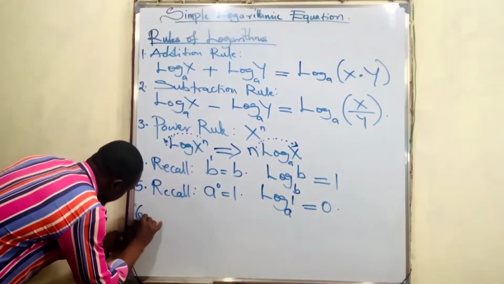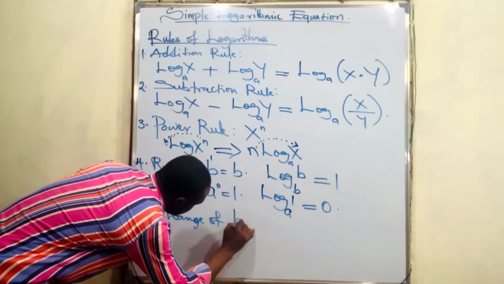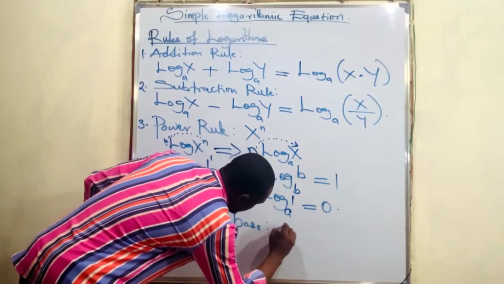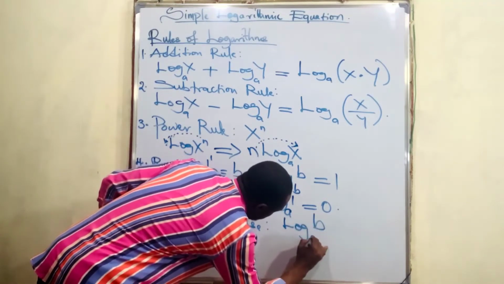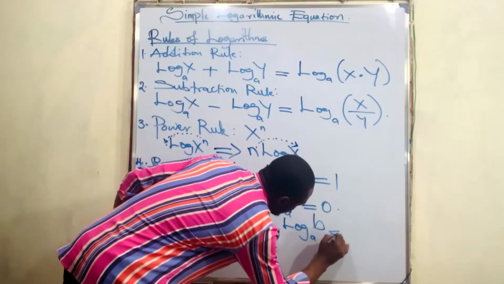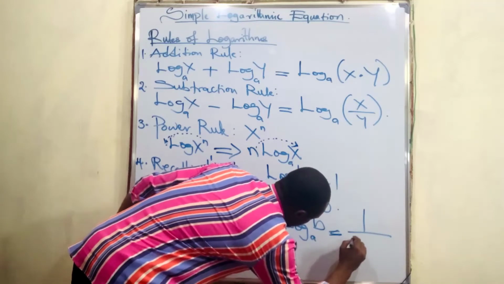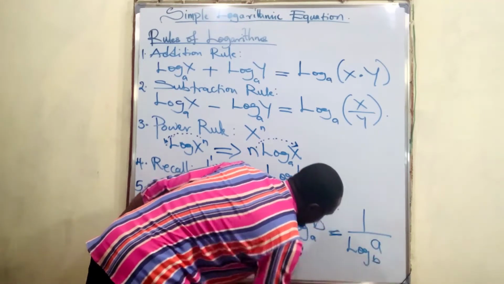So finally, the sixth rule, which is change of base. If we have a log b base a and we want to change the base, all we need to do is something like this. This is 1 divided by the log of a base b.